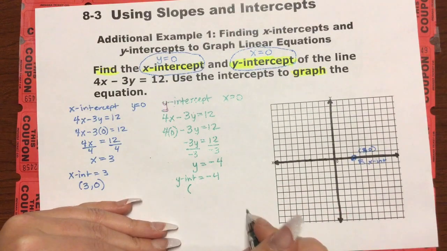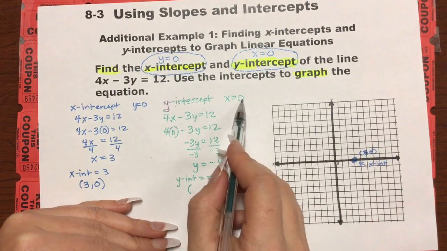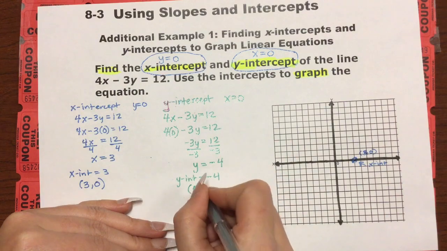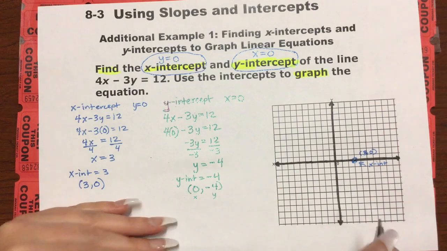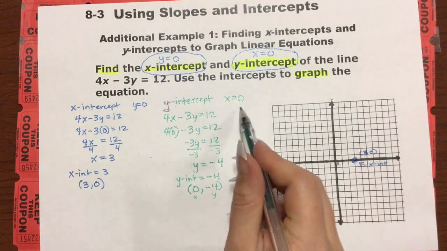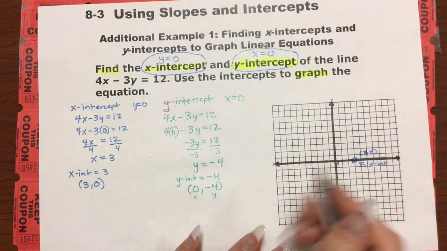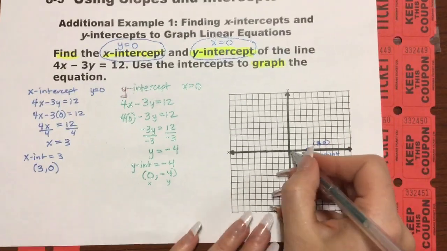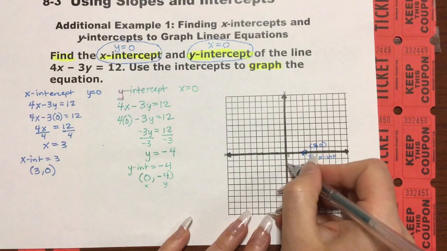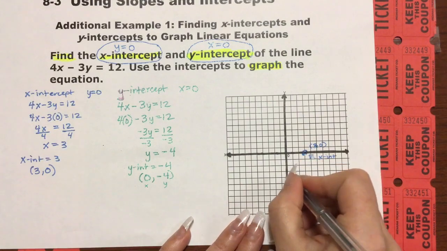And this is the point. X is 0 and y is negative 4, because my point is x, y. All right, this is the x and that's the y. And now I can graph this point. Okay, I'm going to graph the point. This is going to be my y-intercept. It is 0, negative 4. So negative 1, negative 2, negative 3, negative 4. And that is right here.